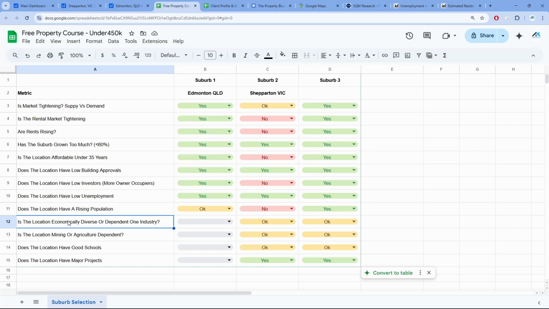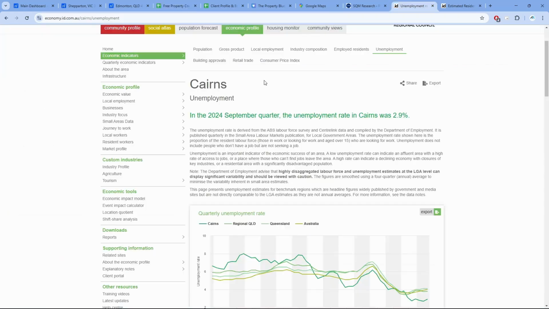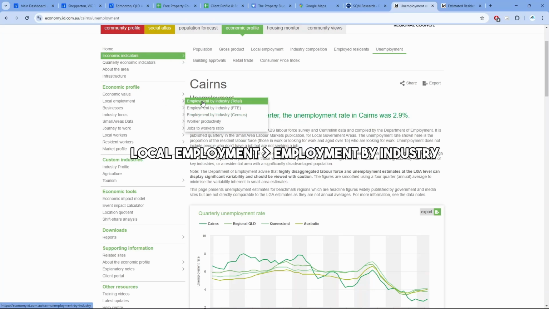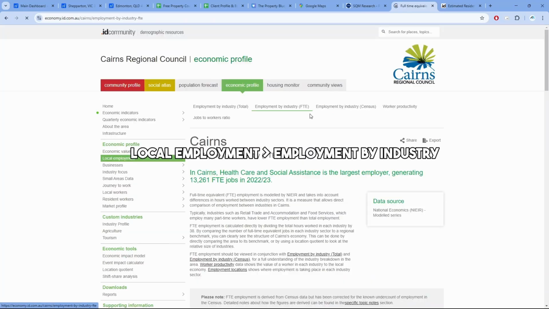For example, in recent times, you will see that Kalgoorlie goes through ebbs and flows because it's dependent on one industry. So if the mining collapses in that area, we will see house prices absolutely plummet. So we want to make sure we are investing into regions and locations which are very economically diverse. What do you do? You go back to local employment in the website and you go employment by industry.